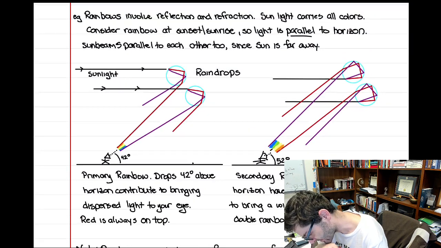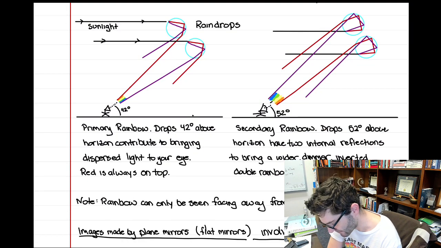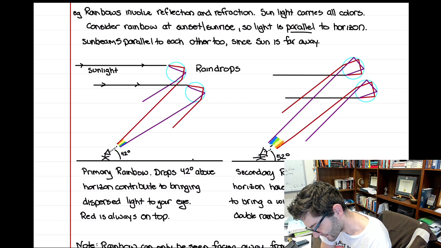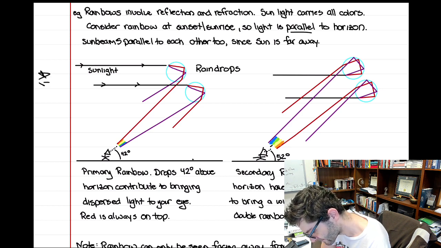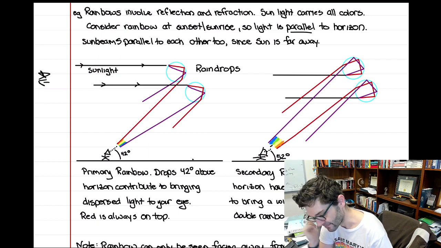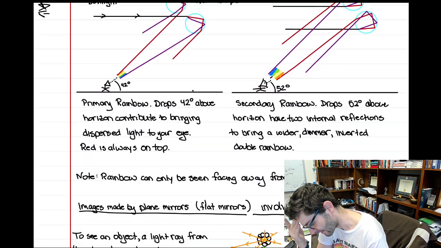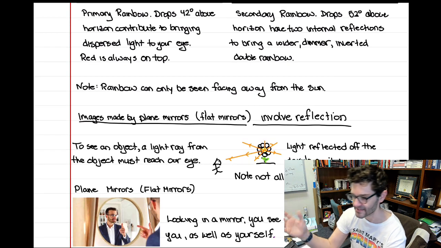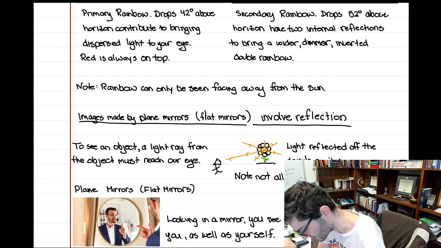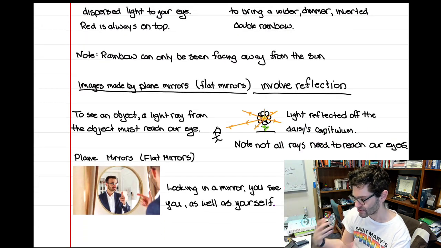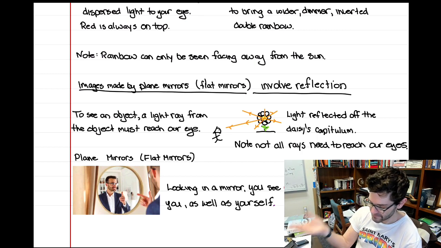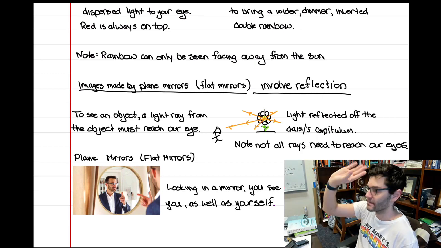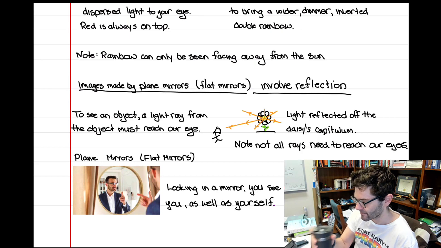And, note, rainbows can only be seen facing away from the sun. If sunlight is coming in from the left, that means the sun's way out over there. So, you always have to look away from the sun if you're going to hope to see a rainbow at all. That is a safety warning, don't look at the sun. But that wasn't just to be a safety warning, right? The physics says that the location in the sky to look for a rainbow is away from the sun.